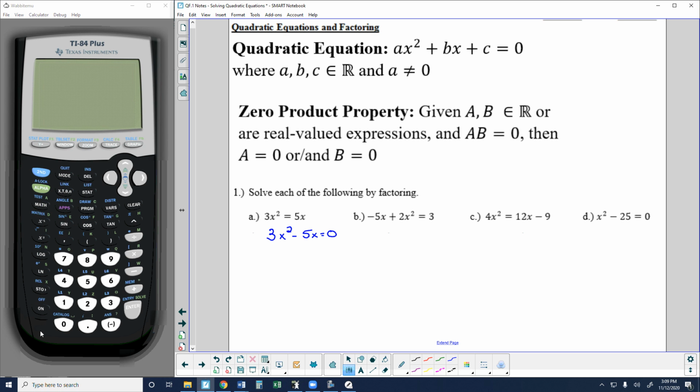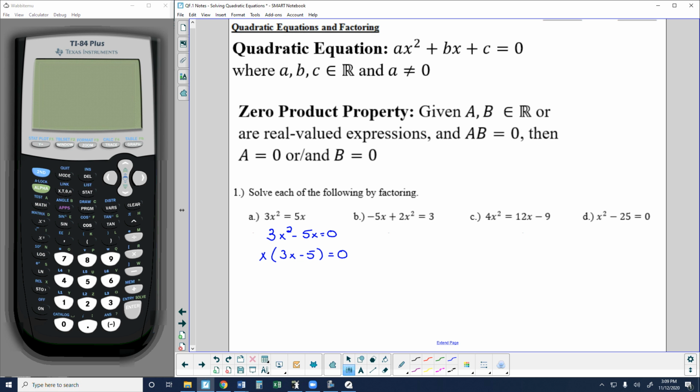So when factoring, the first thing that we want to do is take a look and see if there's a GCF. And here in 1a, there is a GCF. That GCF we might see between those two terms is x. So I'm going to factor out an x. What that's going to leave me with is x times 3x minus 5, and that's equal to 0.